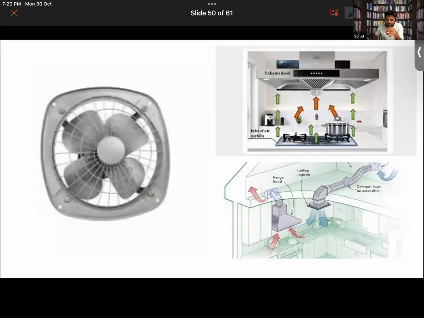Same is the concept with this exhaust fan also. Usually this type of exhaust fan, the ones you are seeing, are also fitted with a fan that actually sucks up all the warm air and takes it outside of the room.